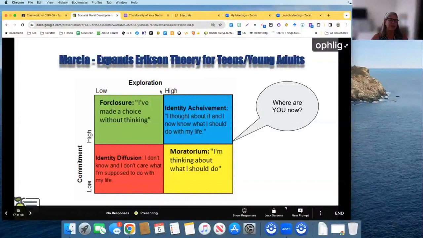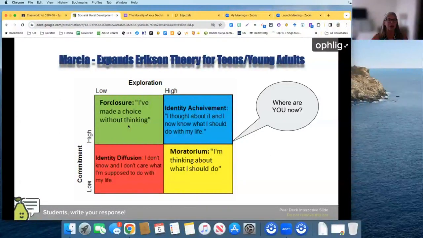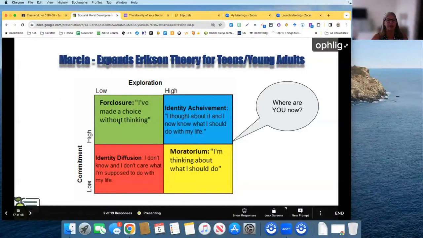You're either in the commitment or the exploration phase. There's no right or wrong. They're just things that you go through. If you're in the foreclosure phase, then you're saying, I made a choice without thinking. Maybe you're at school because you were expected to, and your parents expected you to go into a certain field, and you make that choice without even thinking about it: I'm going to do this because this is what's expected of me.